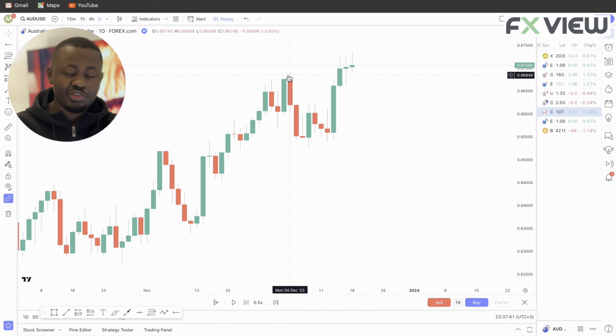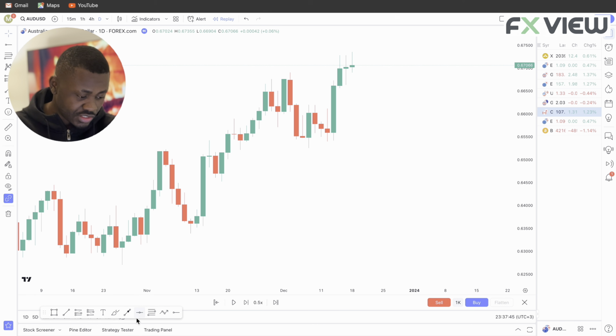So traders, the next time you're looking for a scalp trade, use this strategy. Go to your daily time frame and mark out the high and low of the previous candle, like this.